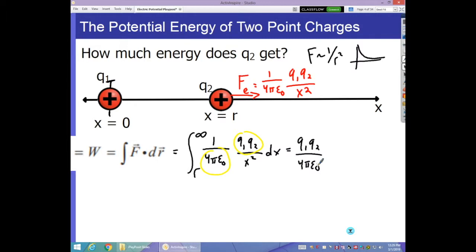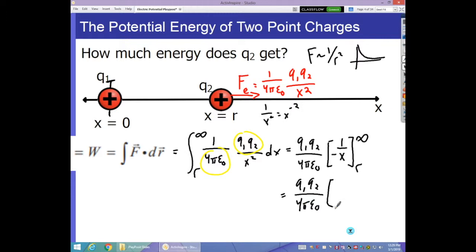And another way to write 1 over x squared is, of course, x to the negative 2. So we might look at this and say, aha, I know what the integral of x to the negative 2 is. I know it happens to be negative x to the negative 1. So negative 1 over x is the integral there. So I'm going to integrate that from r all the way to infinity. I still have q1, q2 over 4 pi epsilon naught. If I plug in infinity, well, let's see, 1 over basically something that goes to infinity ends up as 0, minus negative 1 over r. So I end up with a plus here.